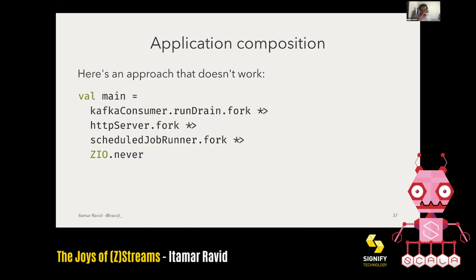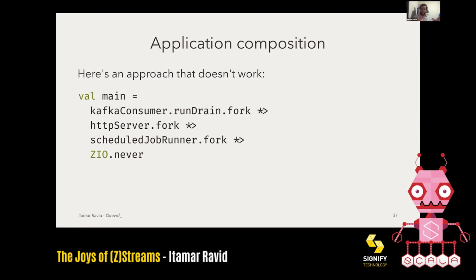Well, here's an approach that doesn't work, right? We can launch the Kafka consumer and fork it, launch the server and fork it, and launch our scheduled job runner and fork it, and then wait. So, I mean, this will indeed wait. But if something happens to any of them, if they crash, then nothing happens, right? Then our application just hangs and remains up without anything working in the background.